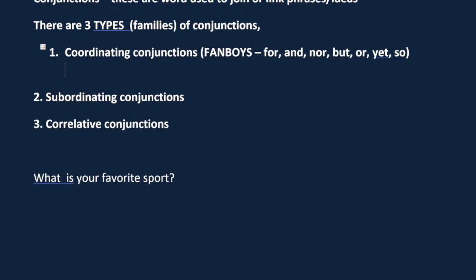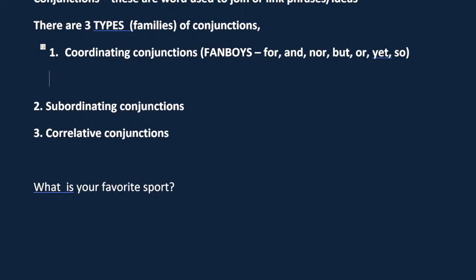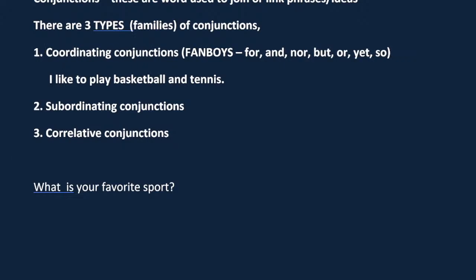Without getting into too much detail about these, here's an example. I like to play basketball and tennis. So I can use this type of conjunction to join 2 nouns in a sentence, like basketball and tennis, and in many other ways as well. Okay, but I'm not going to dig into that too much right now because I don't want to turn this into a grammar class. This is a speaking class. Okay.